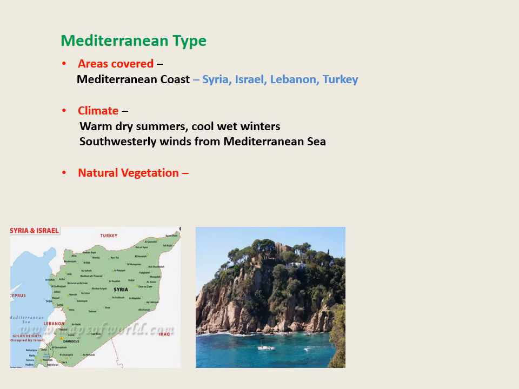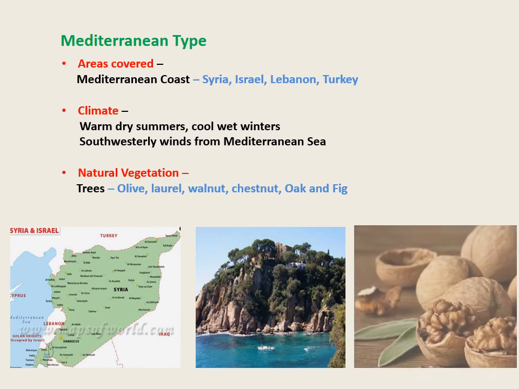Natural vegetation. The natural vegetation of this region includes trees like olive, laurel, walnut, chestnut, oak, and fig. They are characterized by their long roots and thick barks, which help them survive the drought-like conditions prevailing during the summer months.